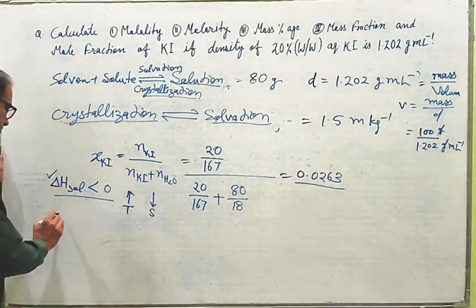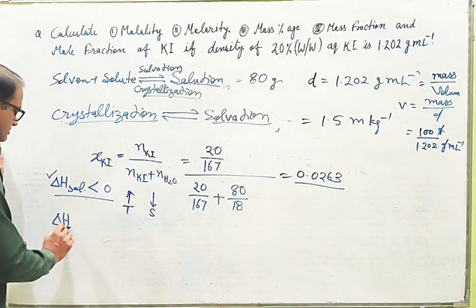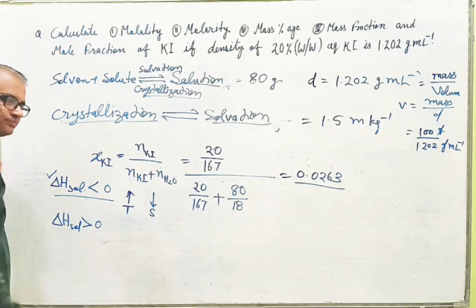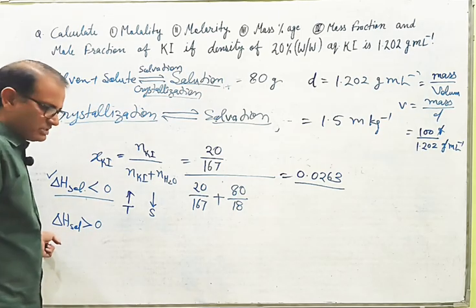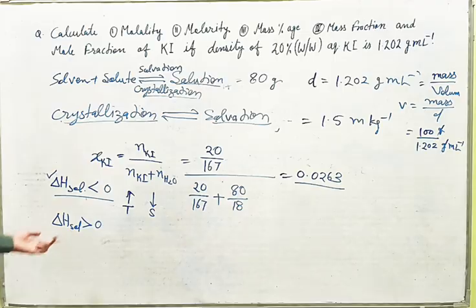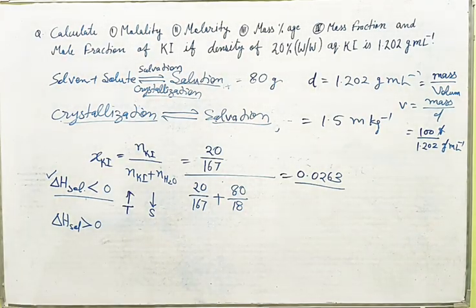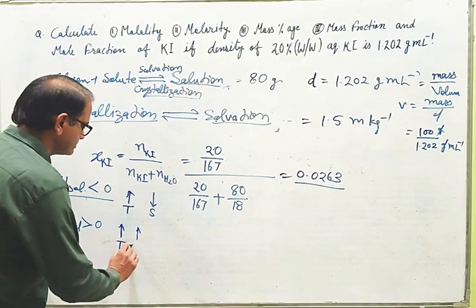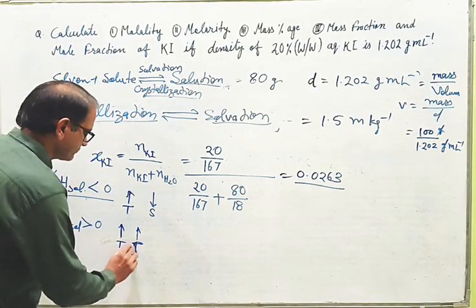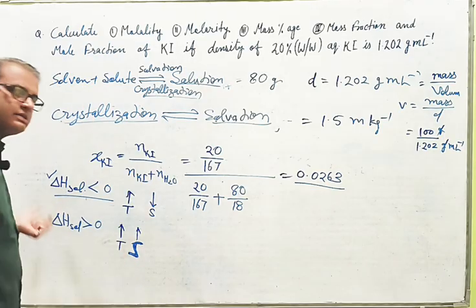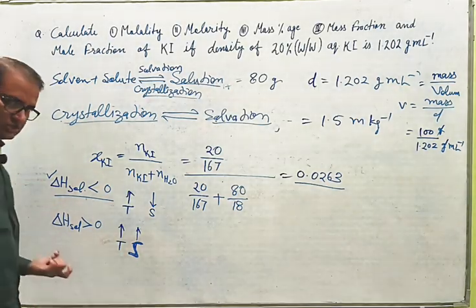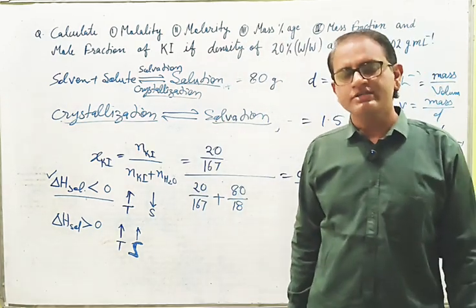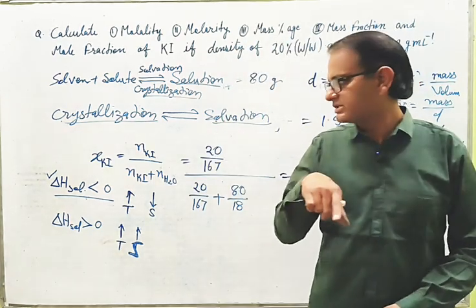If the dissolution or solvation is an endothermic process, meaning the enthalpy of solvation is greater than 0, generally what we see is that on increasing temperature, the solubility will also increase. Solubility will also increase in the case of an endothermic process. So this is how we can see the effect of temperature on solubility.